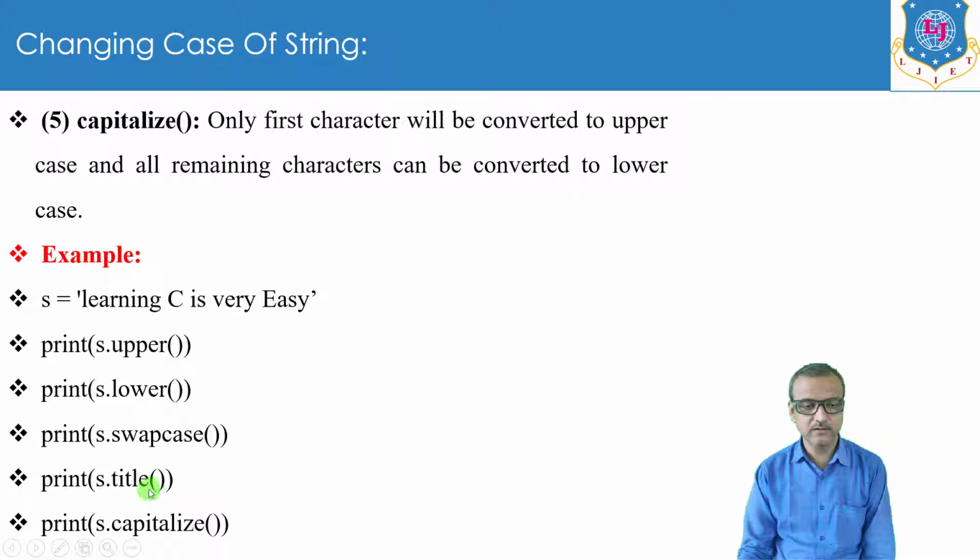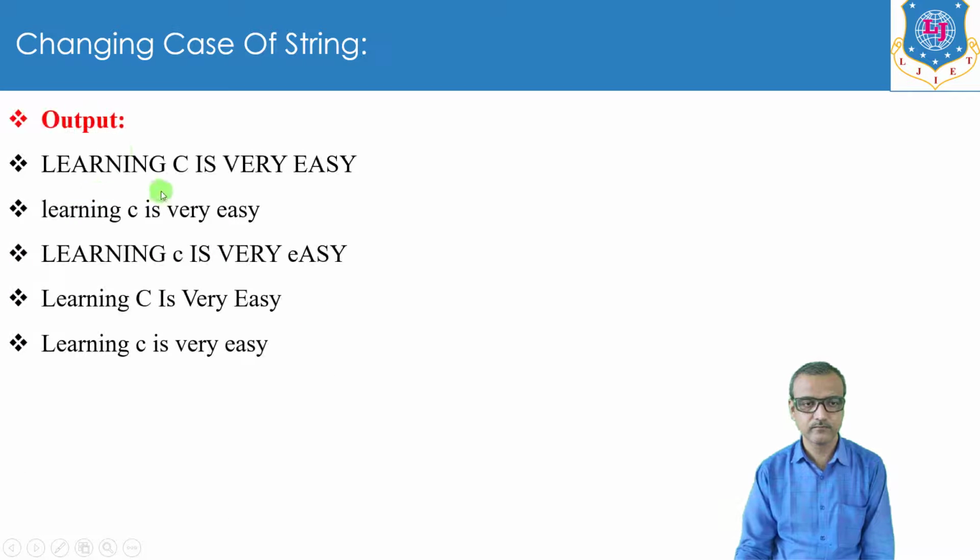print(s.title()) will give us the first letter of each word as capital. For example, over here, this L will be capital, this C will be capital, this I will be capital, this V will be capital, and this E will be capital, and all remaining letters will be in small alphabets. print(s.capitalize()) will give us only the first letter, that is L in this case, as capital, and all remaining will be lowercase letters or small alphabets. See, this is the output, and this output is already discussed with you.